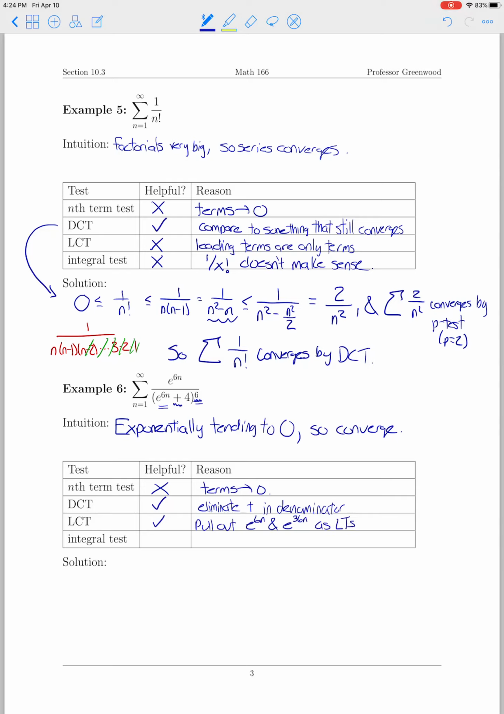And in this case, finally, which is really the reason why I had this example, the integral test would be helpful here as well. And that's because e to the 6x divided by (e to the 6x plus 4) raised to the 6th can be integrated. And also, this is a positive, continuous, decreasing function. And the reason that this can be integrated is because you could do a u substitution with u equal to e to the 6x plus 4, and that du would cancel nicely with the e to the 6x in the numerator. And so this would be an easy integral to compute.